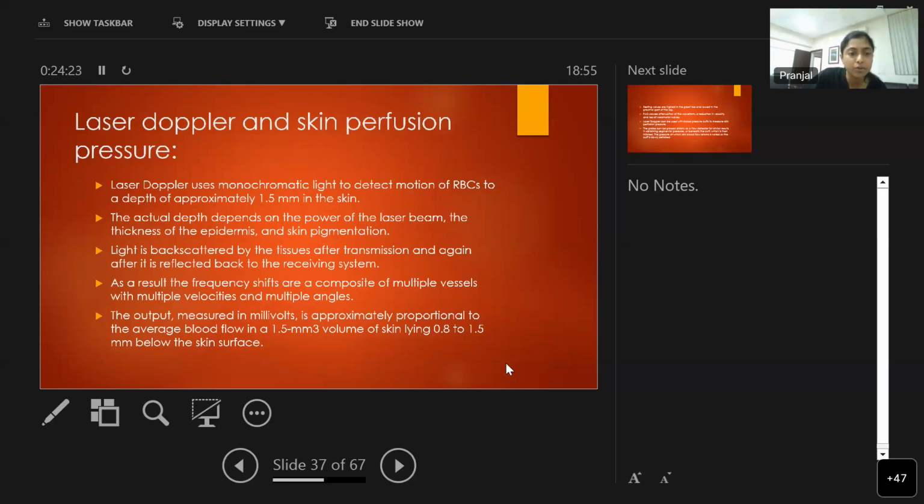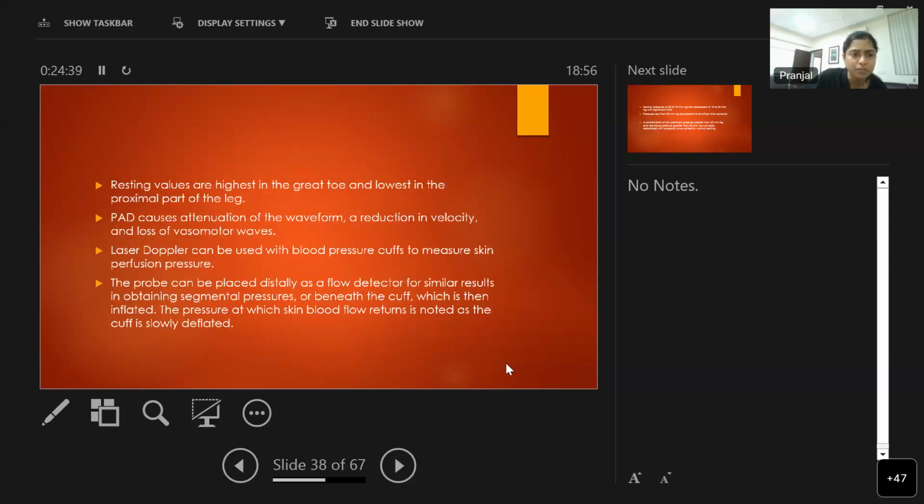The output measured in millivolts is approximately proportional to the average blood flow in a 1.5 millimeter cube volume of the skin, lying 0.8 to 1.5 millimeters below the surface of the skin. The resting values are highest in the great toe and lowest in the proximal part of the leg. Peripheral arterial disease causes attenuation of the waveform, a reduction in velocity, and a loss of vasomotor waves.